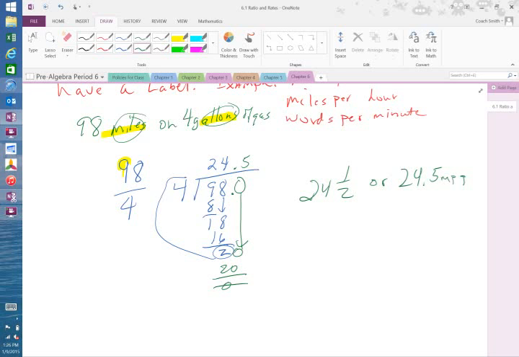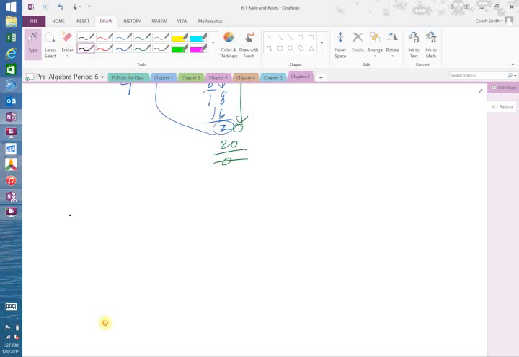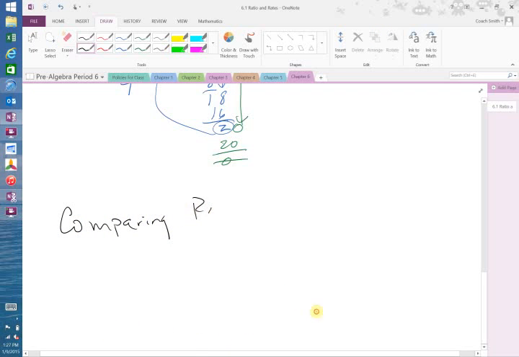Any other questions? Okay, so that's rates. Rates must have a label. If you don't have the label, it will be counted wrong. Okay, so basically all we're doing is we're looking at rates and reducing them, looking at ratios and reducing them. Now, the last thing we need to look at is comparing ratios.